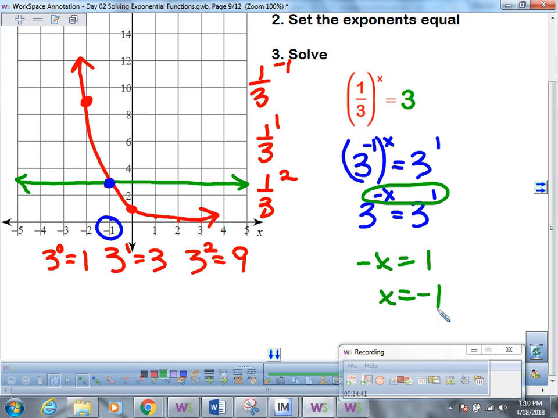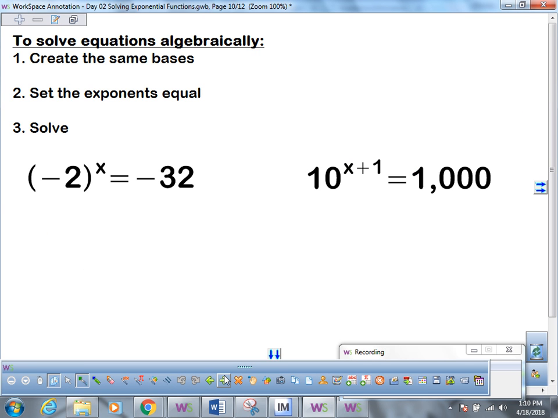The beauty of this is you can always go back and check if you're right, right, Jonathan? How do I go back and check if I'm correct? Substitute it back in. So I substitute x equals -1 back in, 1/3 to the negative 1 must equal 3. Am I right? 3 equals 3. It checks. So that can always be done. Okay, ready for more step up?